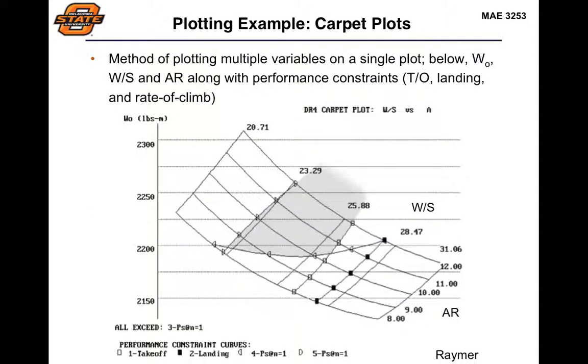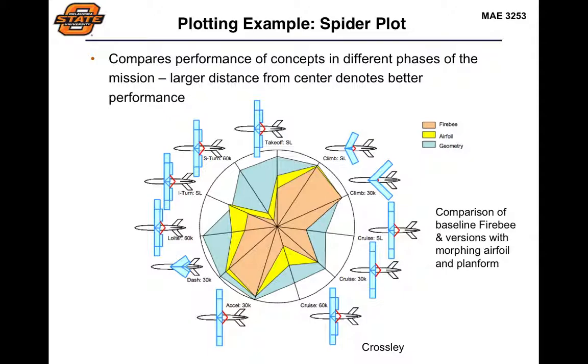Another way to look at this is a set of carpet plots, where carpet plots allow us to look at a range of different parameters and plot multiple parameters on a single plot. So in this case, we're looking at gross takeoff weight, wing loading, and aspect ratio, along with various performance constraints. And so that way, it allows us to run through lots of different parameters and put this in a pretty easy to visualize graph. Another example is called a spider plot.